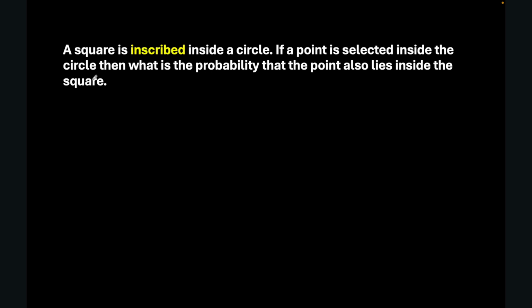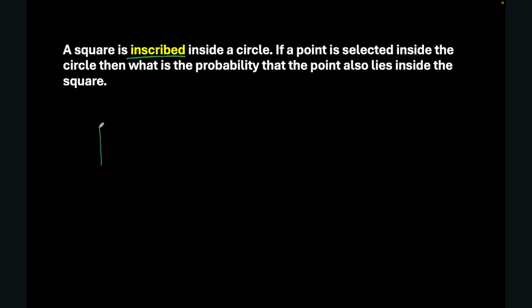Okay, so what we're given is a square is inscribed in a circle. If a point is selected inside the circle, then what is the probability that the point also lies inside the square? Okay, let's break it down. So what are we told in the first sentence? That a square is inscribed inside a circle. Well, what does inscribed mean? Well, it's going to look something like this.